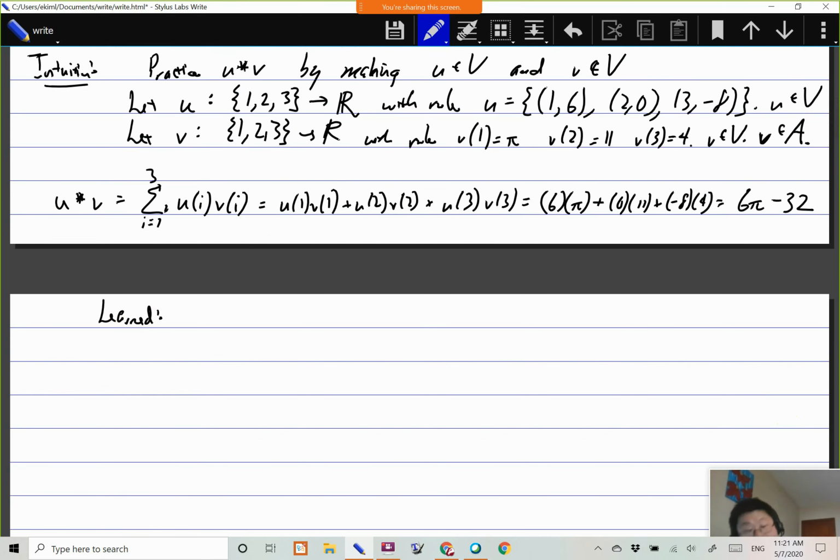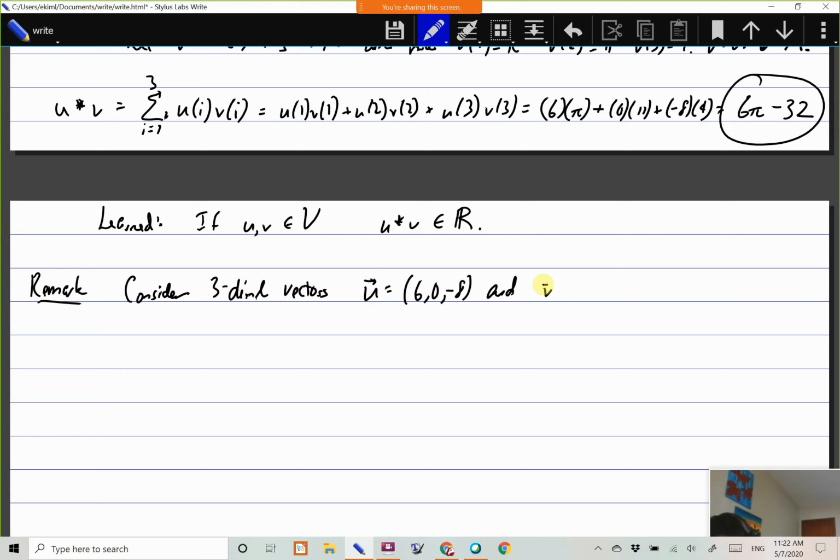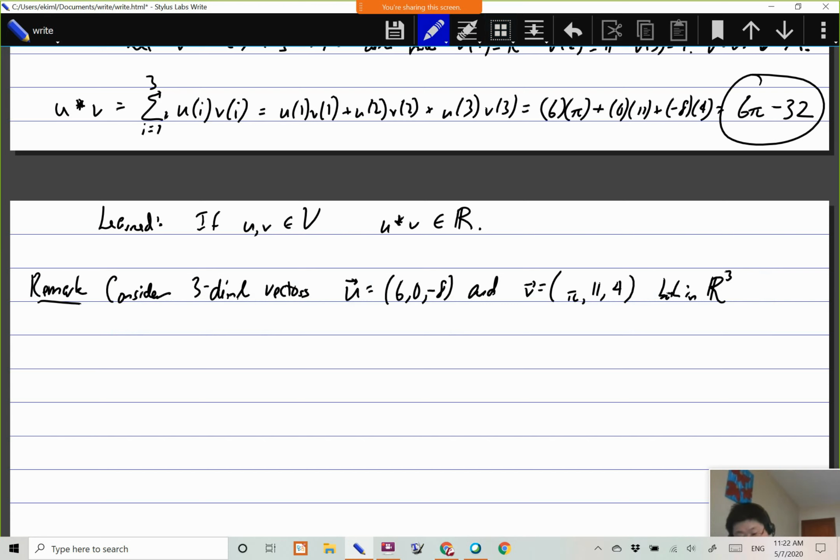So just as a remark, consider the three-dimensional vectors. I'll use typical vector notation, a little u with an arrow above it, 6 comma 0 comma negative 8, and a vector v, pi, 11, 4. These are both in R3. I think typically in linear algebra, this kind of notation R to the 3 is used. We actually did mention this in this class as well. When you have a set raised to an exponent, that's actually just multiple Cartesian product. So just creating the connections here, right?